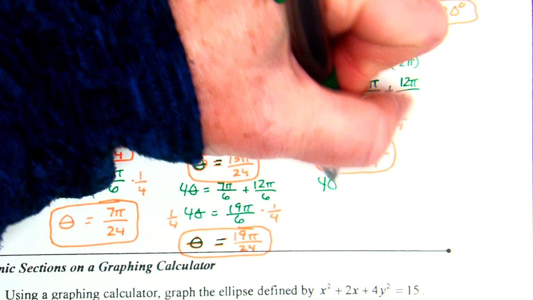Bottom row, 4 theta is, let's see, where did we end up last time? 19 pi over 6. We're adding 2 pi again, so adding 12 pi over 6. And so 4 theta is 31 pi over 6. You multiply over the 1/4. 31 pi over 24.